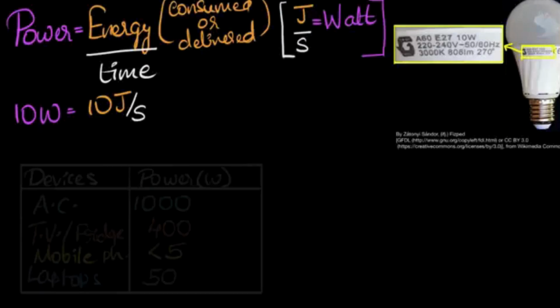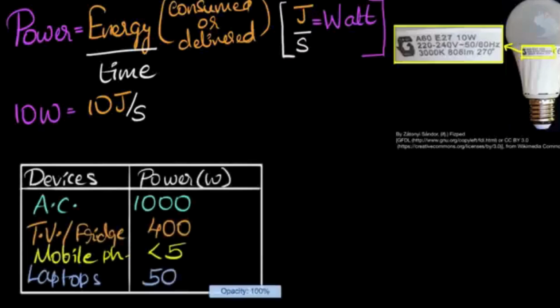Here's a list of power ratings of typical devices that we might find in our houses. For example, air conditioners have pretty high power ratings. They can be as high as 1,000 and go all the way up to 2,000 and 2,500 watts. 1,000 watt means our air conditioner consumes 1,000 joules of electrical energy every second. But if you look at your mobile phones, for example, they consume an extremely tiny amount of power, less than 5 watts.